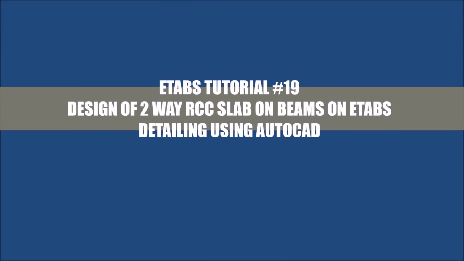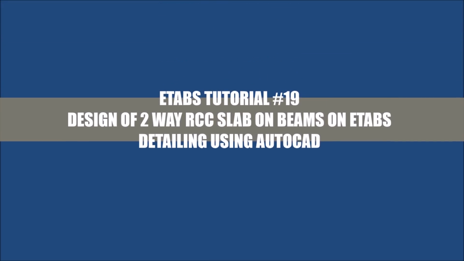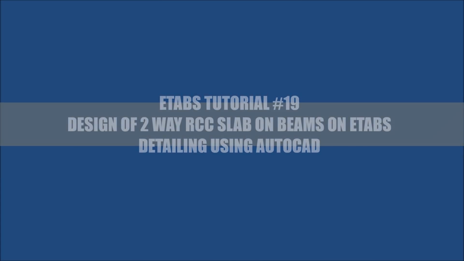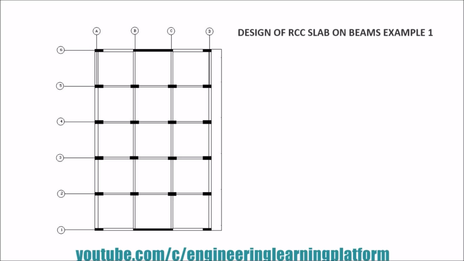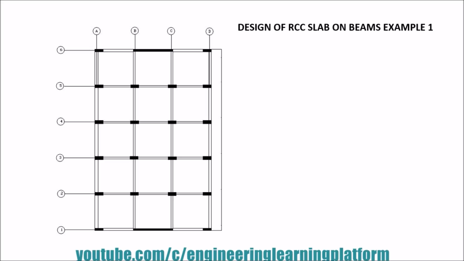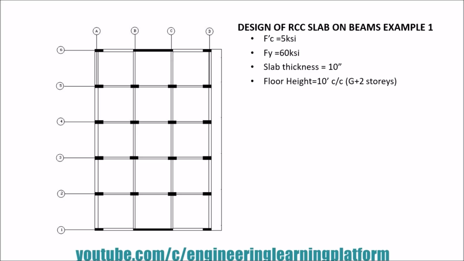In this video, I'm going to show you the complete guide to the design of 2-way slabs on Etabs. The condition given is shown: f'c 5 ksi, fy 60 ksi, slab thickness is given as 10 inches, floor height is 10 feet, it's a ground plus 2 stories building.